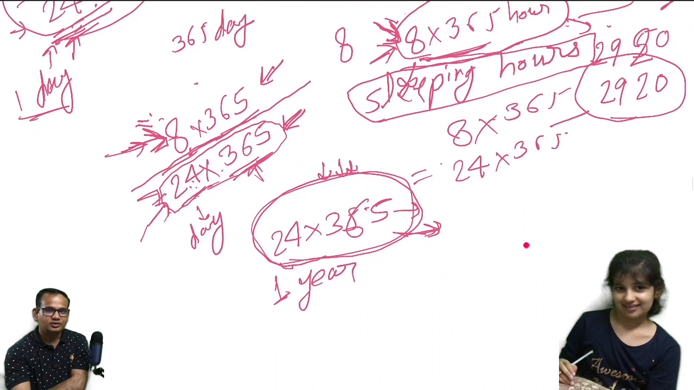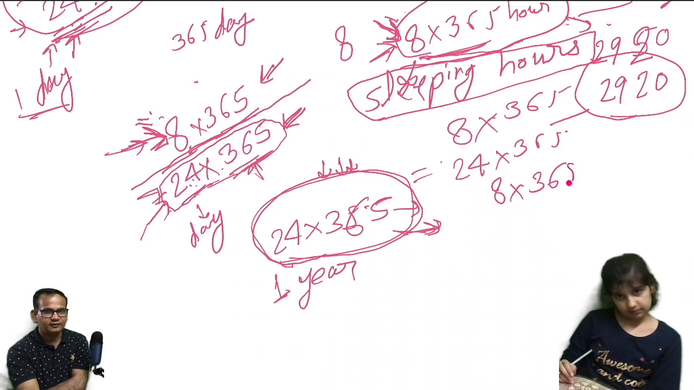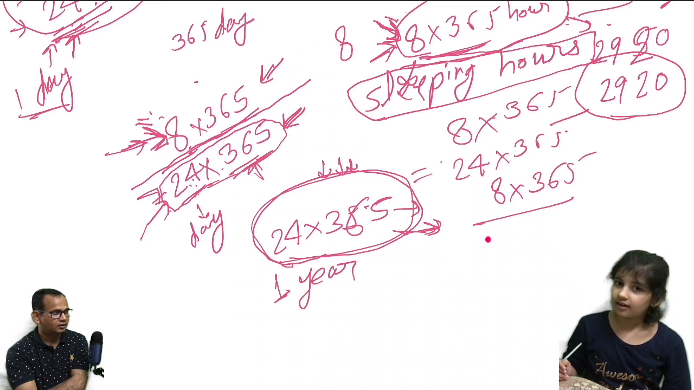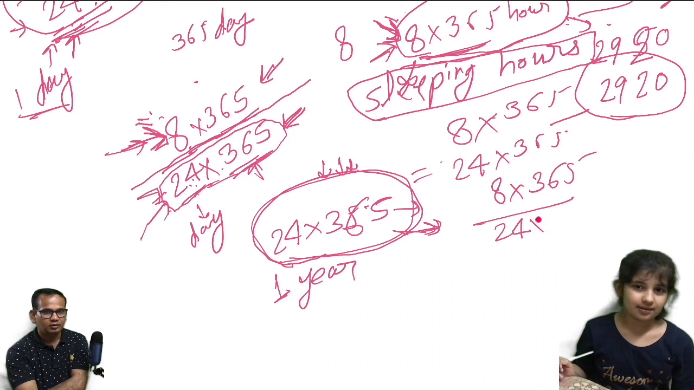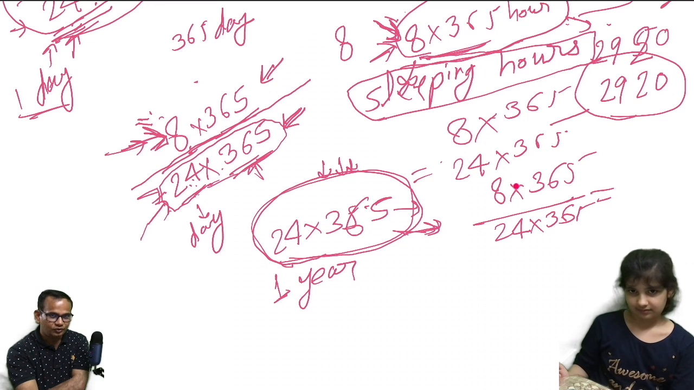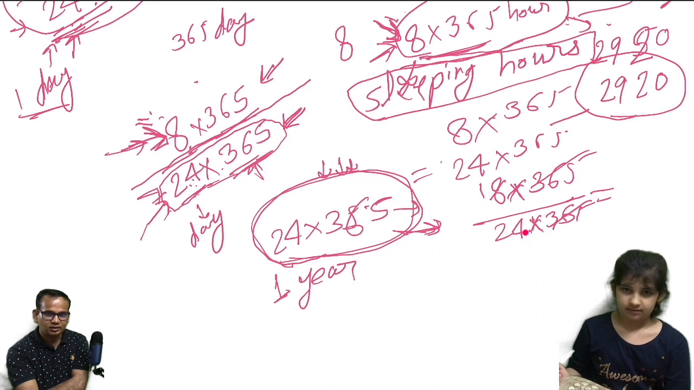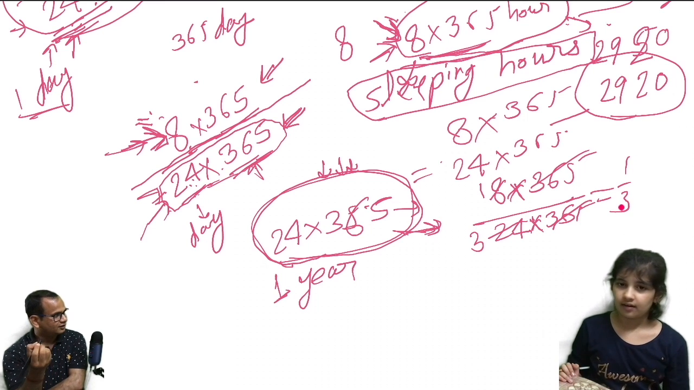So instead of 2920, I can write it like this: 8 times 365, divided by 24 multiplied by 365. So we have to do this one. When we do the multiplication here, 365 and 365 cancel. And 8 1s are 8, 8 3s are 24. We got 1/3. Got it? So we sleep 1/3 of a year.